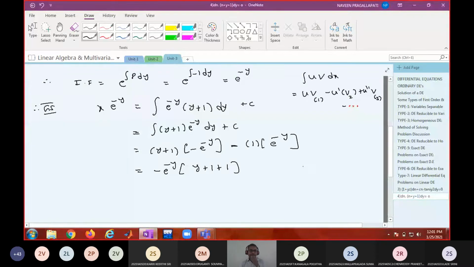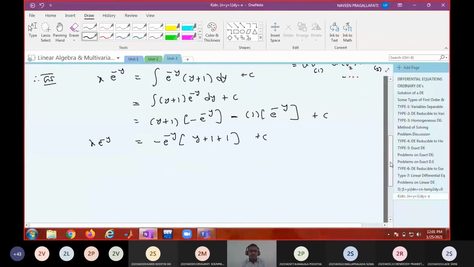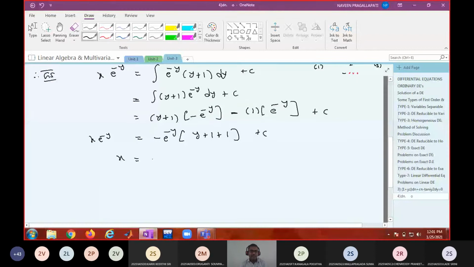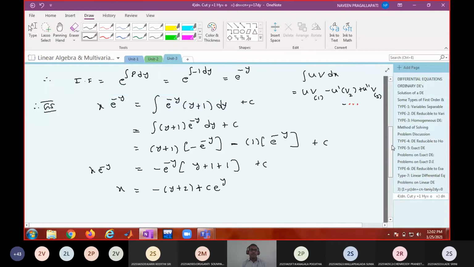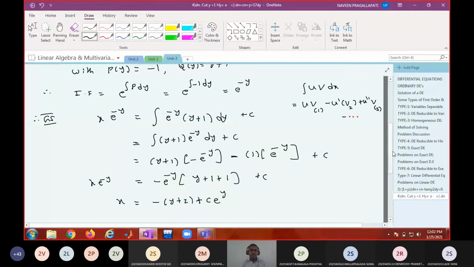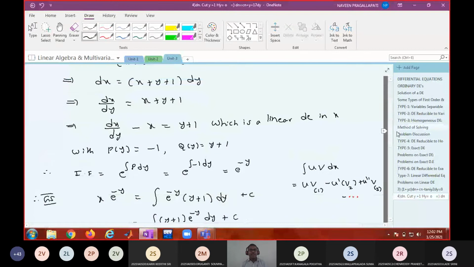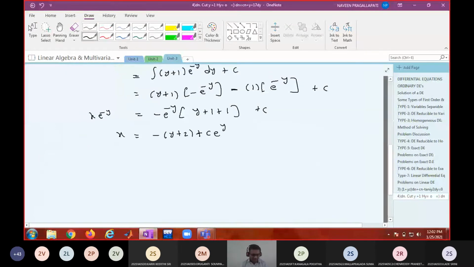Am I right or wrong? That is x e power minus y plus c. Therefore, what is x? I want x equal to minus of y plus 2 plus c e power y. Agreed? Is it fine? Yes, sir. Right? So that is how we will be solving the linear differential equation. It may be linear in x or it may be linear in y.